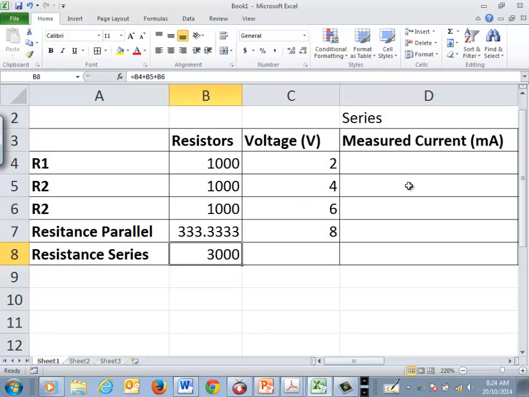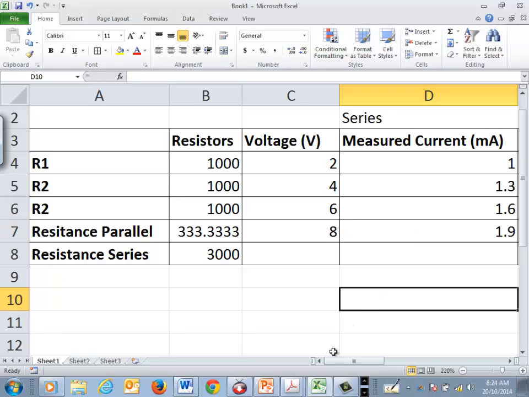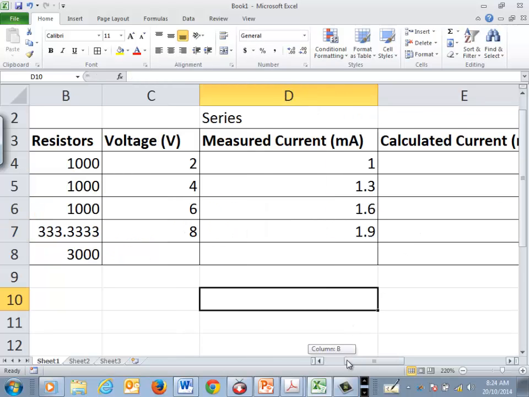So let's say we had our measured values. This is the series one, so it's equal to 1.3 milliamps. That one there was 1.6 milliamps. This is where you put your results in. That was 1 milliamp, and that's 1.9 milliamps. So you're just going to enter those values into that part of the table.